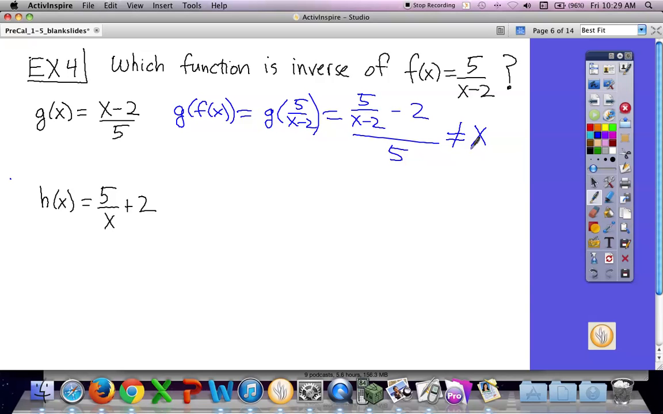Let's see what happens if we do the other. How about I'll do the h of f of x. That's h of 5 over x minus 2, which is, the h is here, so that's 5 over x minus 2. And that is plus 2.